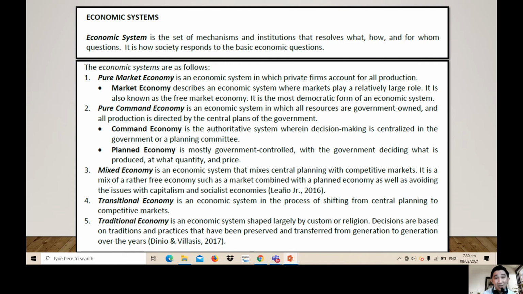And we have the last one, traditional. It's an economic system shaped largely by custom or religion. Ito yung mga economies dati before. 'Di ba? That the people are simple for them to survive. They move from one place to another. They hunt for food. And if they want to buy something, they exchange goods, like barter system. Ayan. These practices had been preserved and transferred from generation to generation over the years.